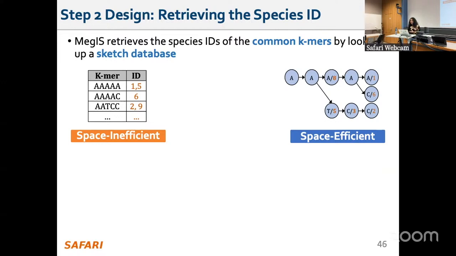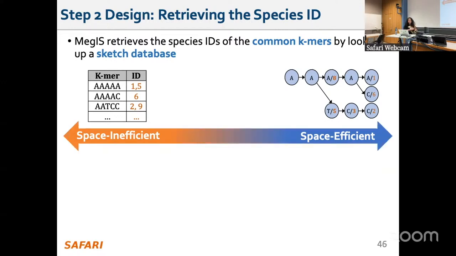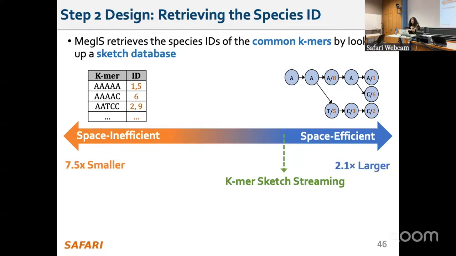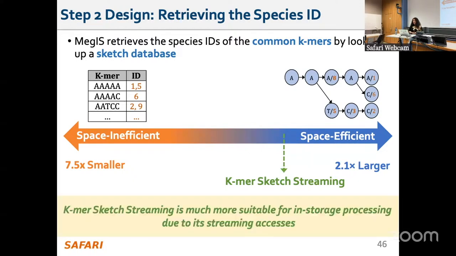So what we come up with in this work is to have an intermediate between these. We call it k-mer sketch streaming. So it is significantly smaller than, let's say, the conventional way of storing them, still larger than the state-of-the-art approaches to store these sketches, but we find that that is a suitable trade-off to make for the storage processing paradigm because it enables us to perform these sketch lookups only using streaming access patterns.